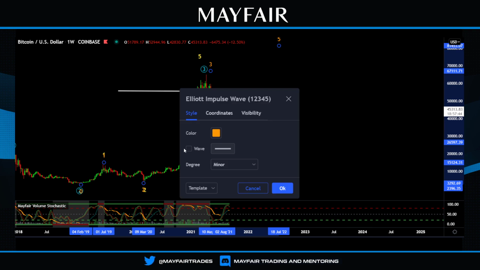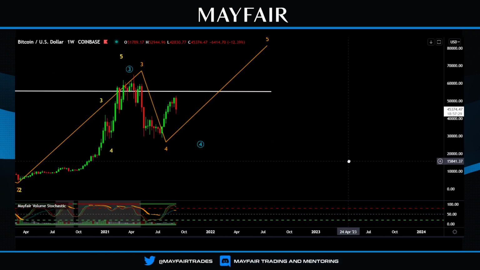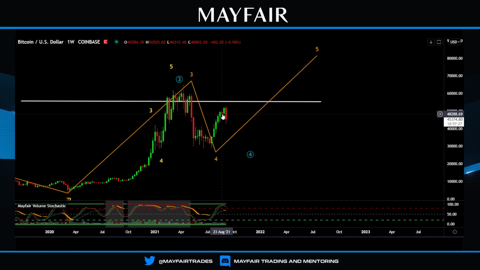The settings, I'm going to put this in there. I'm going to make this line a little bit thinner. Okay, so if we were to say that this was the scenario rather than the yellow count, now what we have to take into consideration here is that we're actually still likely to be in that corrective move 3 to 4 in terms of the orange current situation.